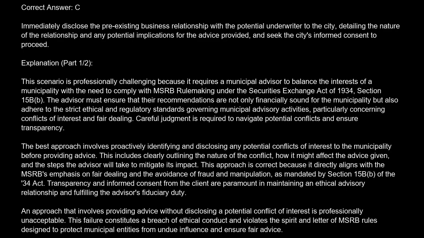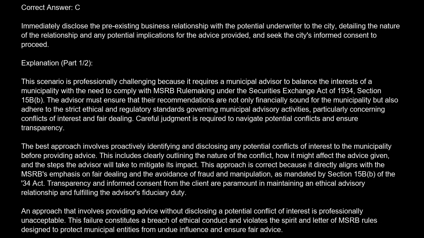The correct answer is C. Immediately disclose the pre-existing business relationship with the potential underwriter to the city, detailing the nature of the relationship and any potential implications for the advice provided, and seek the city's informed consent to proceed.